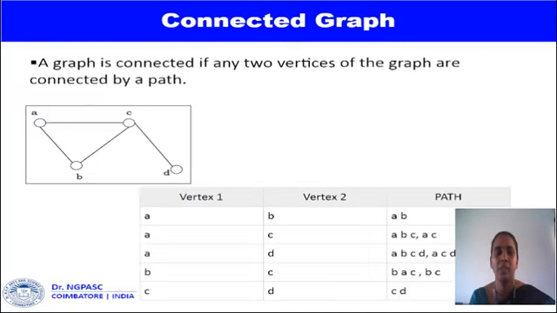So the next one is connected graph. If a graph is connected, any two vertices of the graph should be connected by a path. So in this example, if we take A, we can form a path to B by using AB or ACB, as well as from A to D we can form a path like ACD or ABCD. So this is known as a path connected graph.